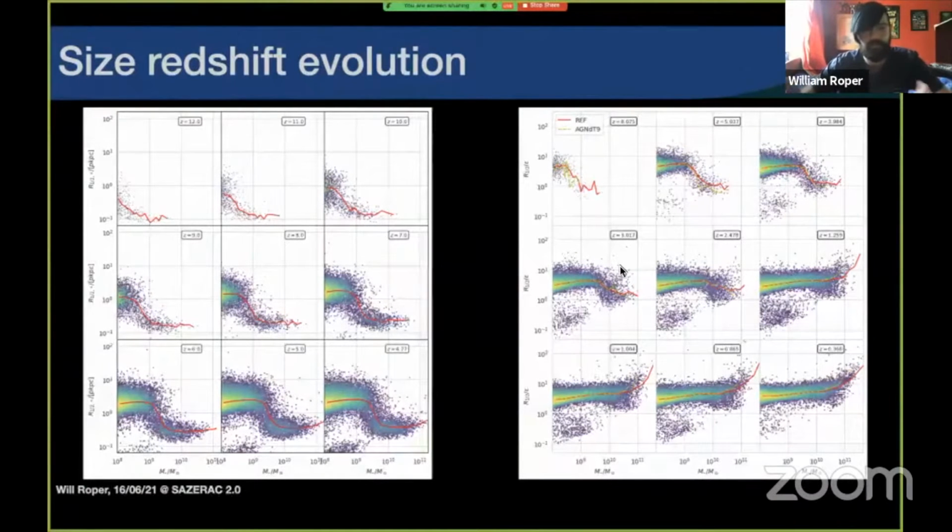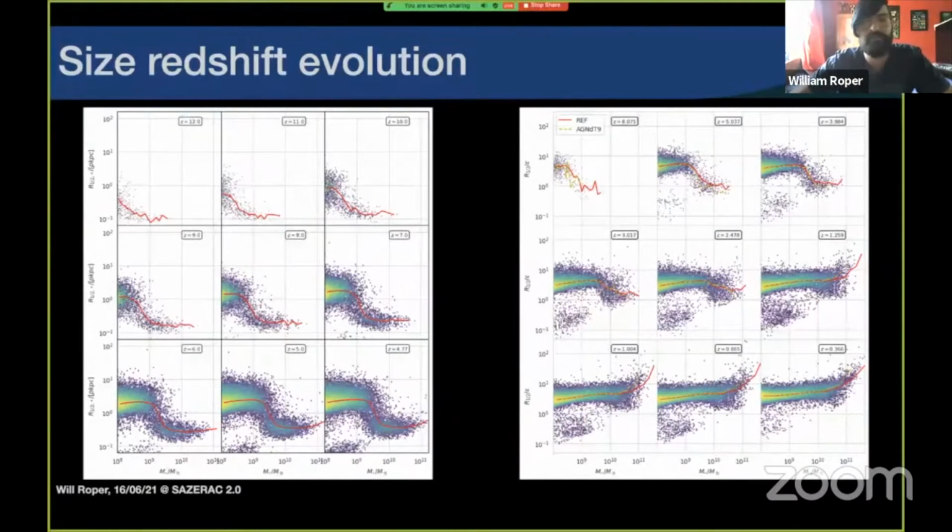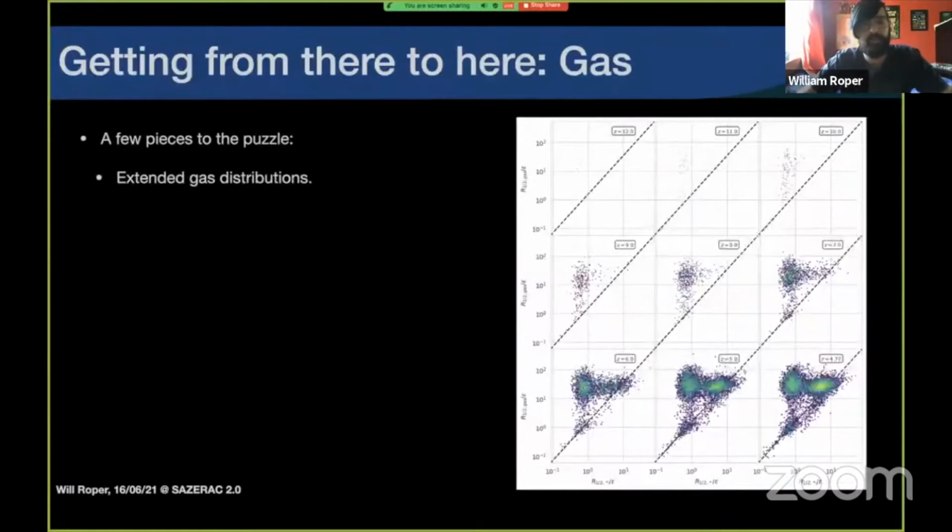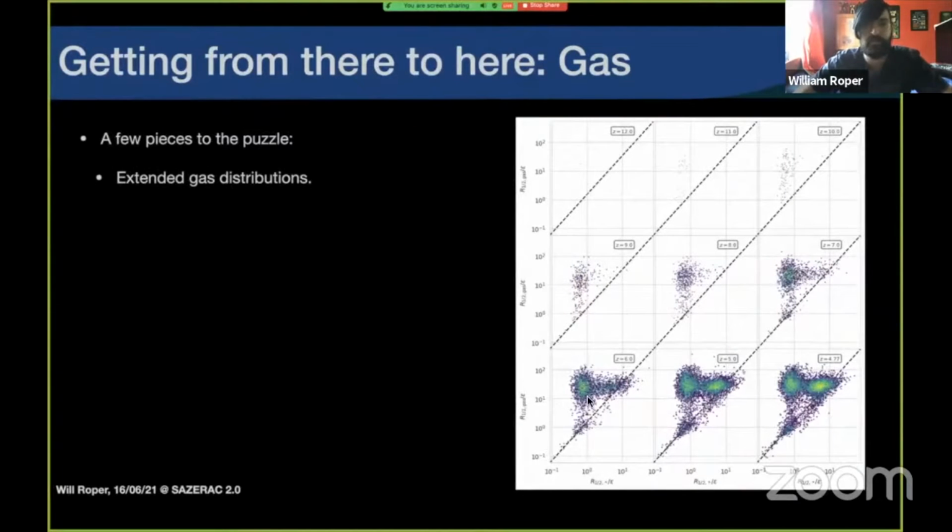So how is that happening? Why is that happening? There's a few pieces to that puzzle, or two main ingredients, in fact. The first is extended gas distribution. These are plots of the stellar half mass radii versus the gas half mass radii. And you can see that almost all of these stellar distributions are associated to an extended gas distribution, and it's just not star forming. And if you take a look at the compact gas populations, you see that they're all satellites. So there could be some halo finder effects in there. It's hard to say without diving in.